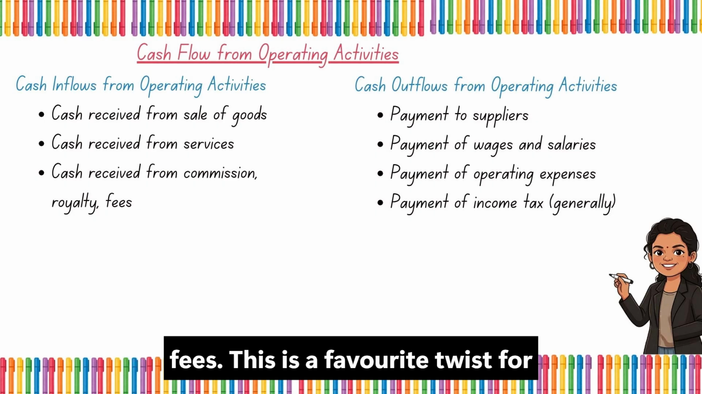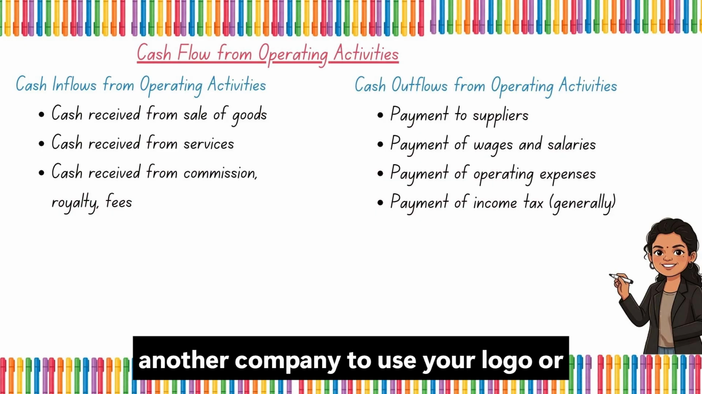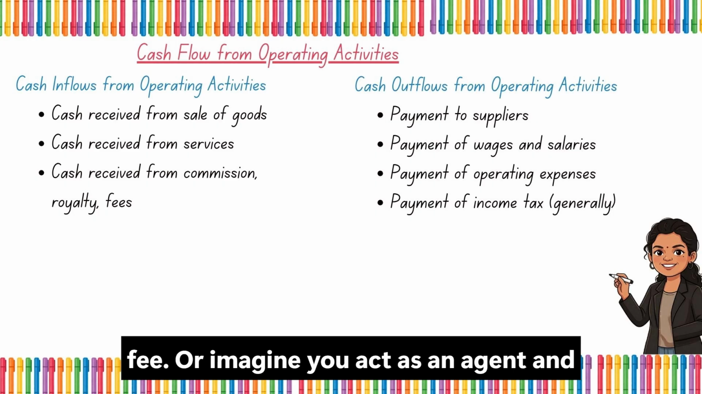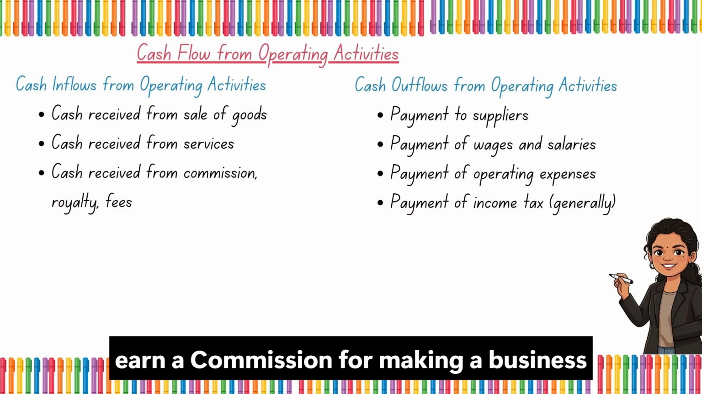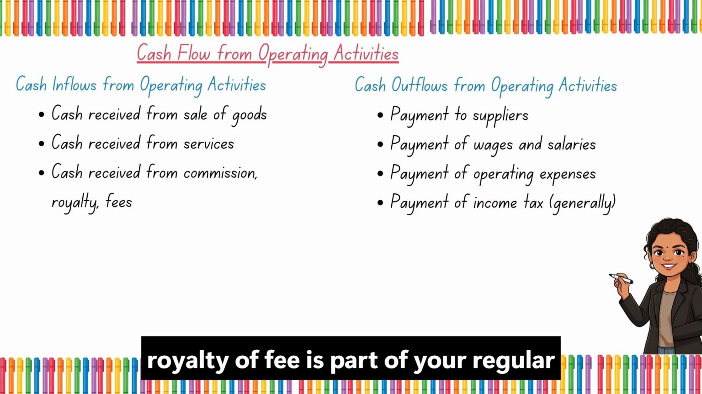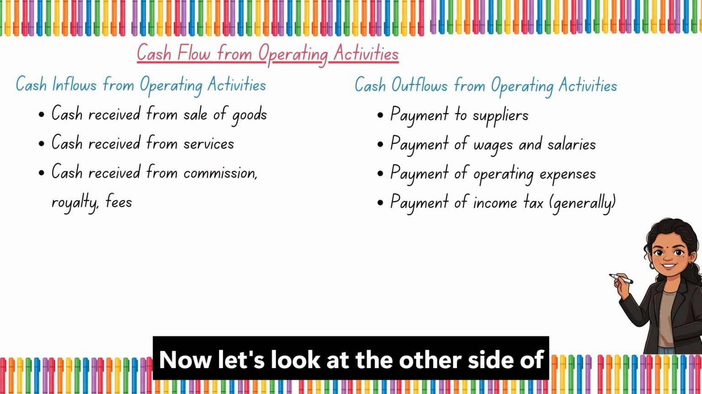This is a favorite twist for CBSE examiners. Imagine your brand allows another company to use your logo or your software, and they pay you a royalty fee. Or imagine you act as an agent and earn a commission for making a business deal happen. Because this commission, royalty, or fee is part of your regular business revenue, it is classified as a core operating inflow. Now let's look at the other side of the coin, the outflows.